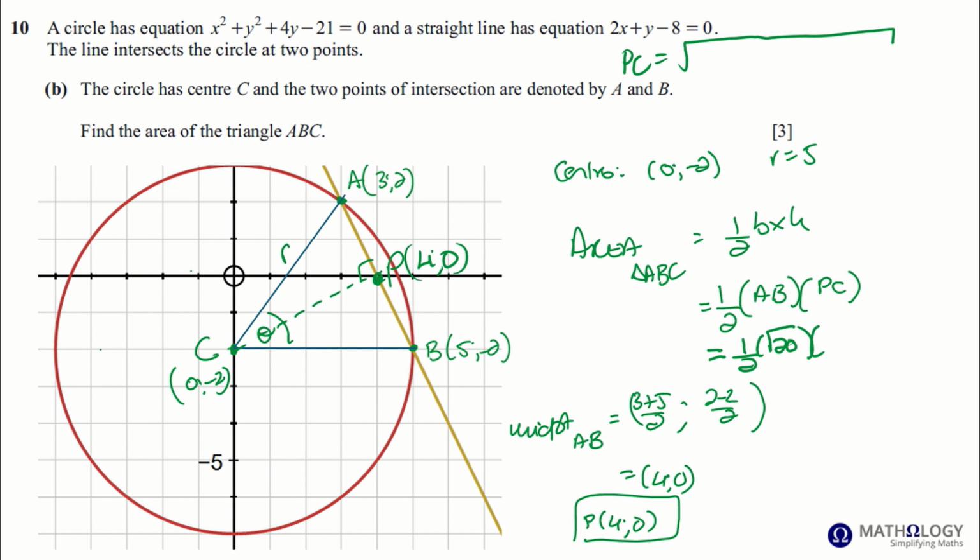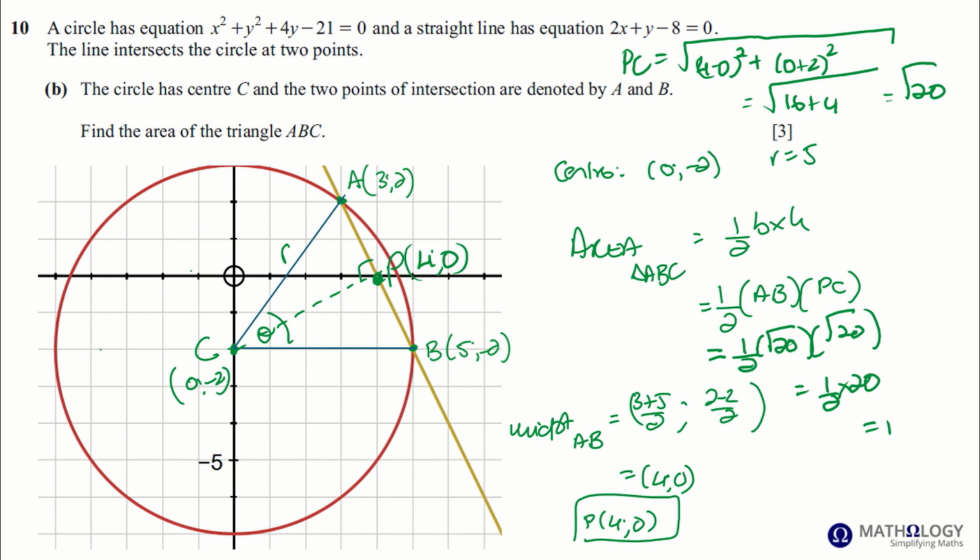will be the square root of 4 minus 0 all squared plus 0 minus minus 2, 0 plus 2 all squared. That's the square root of 4 squared is 16 plus 2 squared is 4, so that will be root 20. So PC is also root 20. So we will have a half times 20, which gives us 10. So we get exactly the same area as we did when using the area rule.